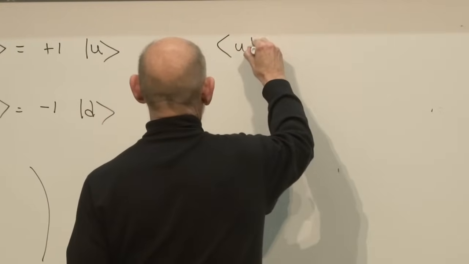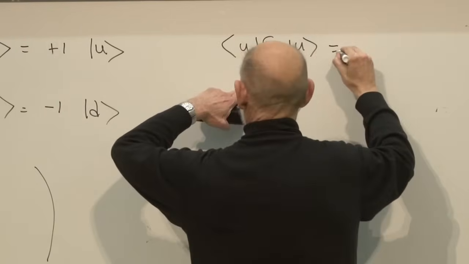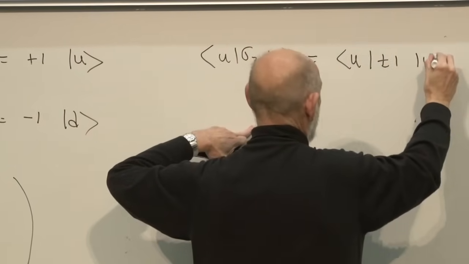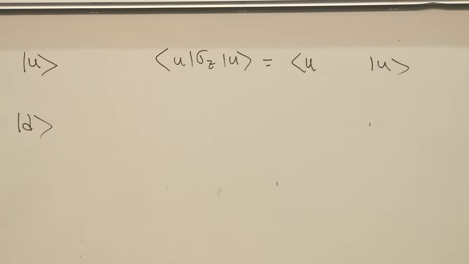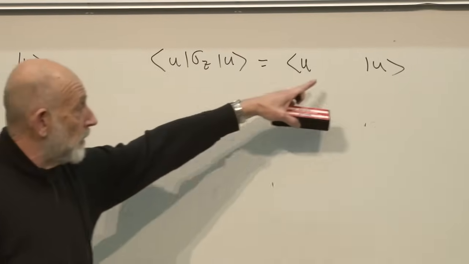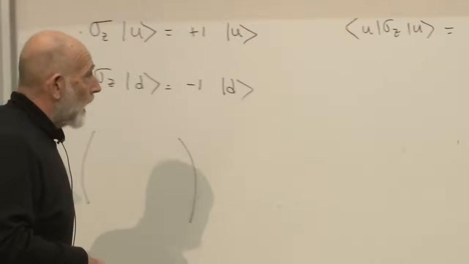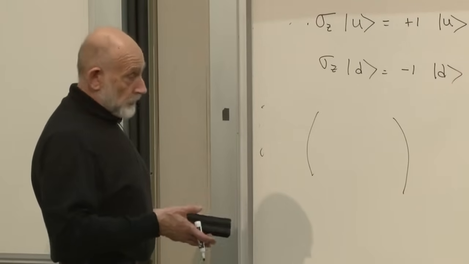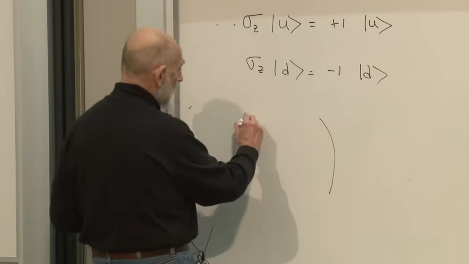Let's calculate up, sigma z, up. Sigma z acts to the right to give us up times plus 1, or plus 1 is just 1, times up. Just the inner product of up with itself. And since up is a basis vector, it's normalized and this is just equal to 1. Its magnitude is equal to 1. It's positive, it's real, and it's just plain 1. So up here in the up, or the 1, 1 place, it's just 1.